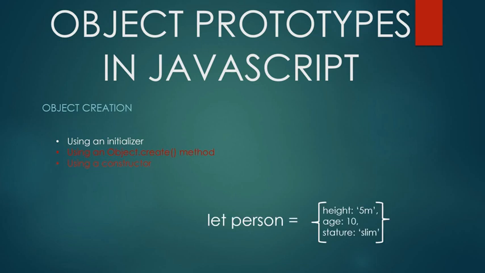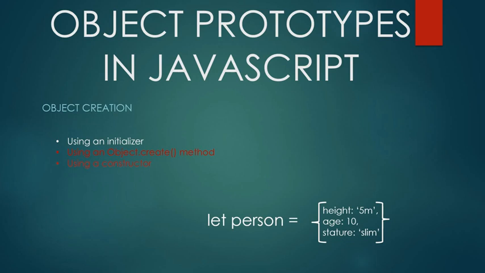And here is an initializer. Here we're using a let keyword to declare a variable called person and assign it the object literal on the right-hand side, storing it inside this variable. That's a simple and quick way to create objects in JavaScript, and you'll find it the most common and most convenient as well.